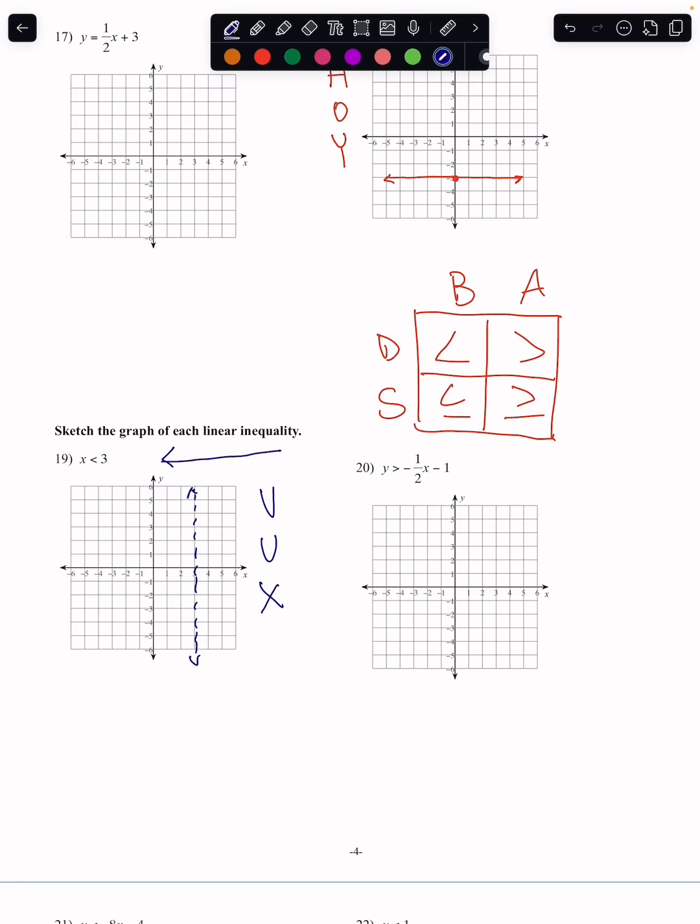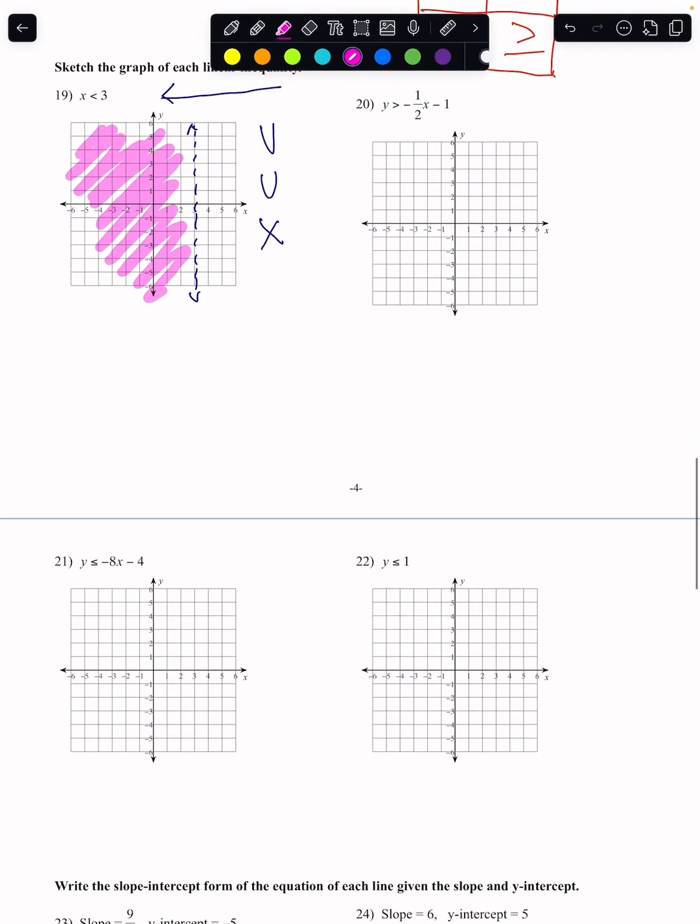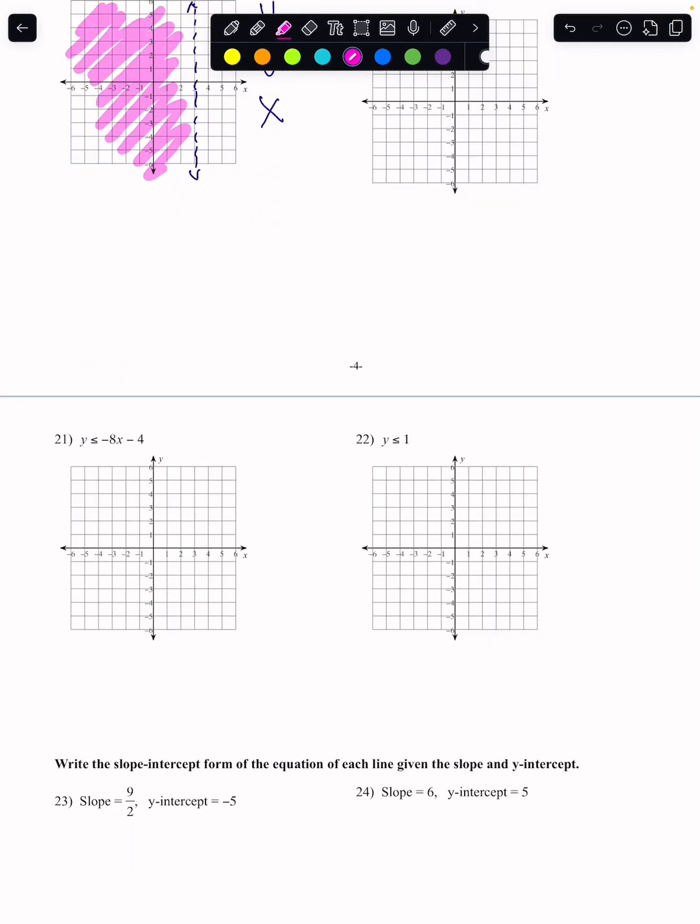I'll do 22. Oh, that's a y equals. That is a y equals, so that should trigger you to think what? Hopefully you said hoy. And hoy is horizontal at 1. And this is a solid line. This says y is less than or equal to 1, and that is a below. So we're going to shade this way. Okay.